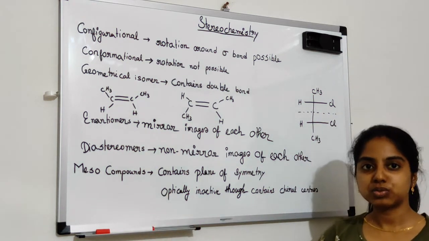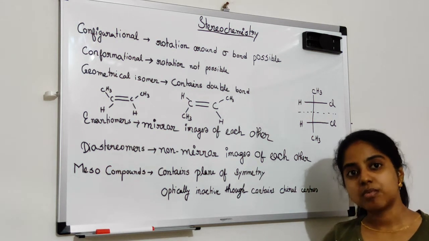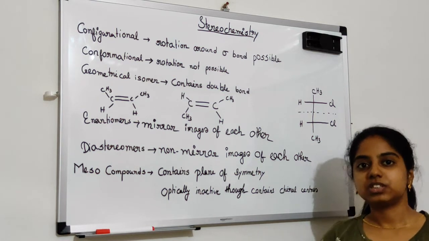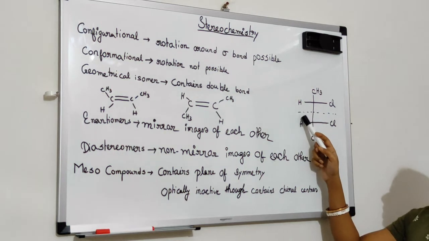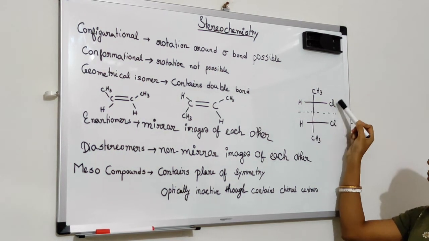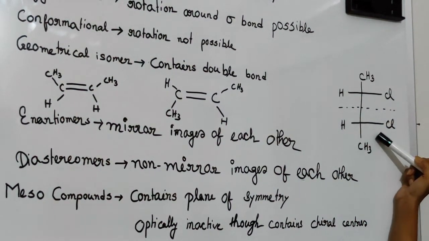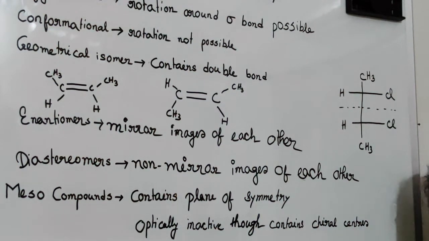What are mesocompounds? Mesocompounds are compounds which have a plane of symmetry. This is an example of a mesocompound and this is its plane of symmetry. One half of the compound is the mirror image of the other half of the compound, right? So a mesocompound contains more than one chiral center but is optically inactive. So this is an exceptional case.